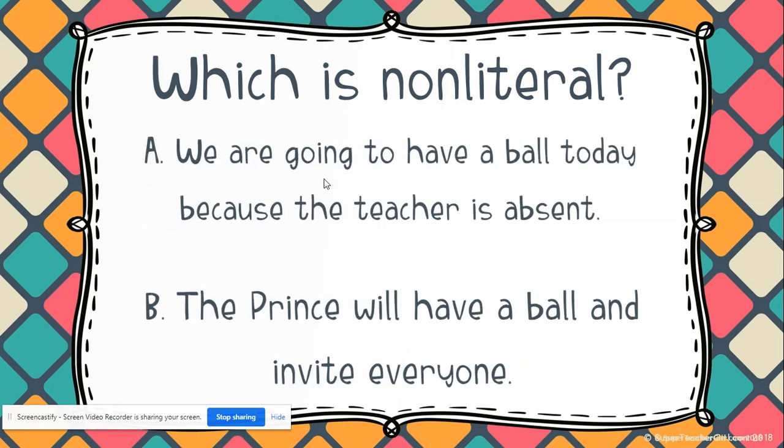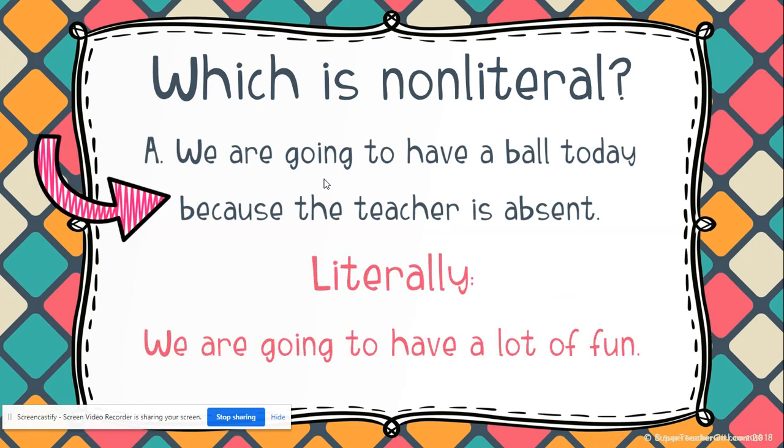A, we are going to have a ball today because the teacher is absent. Woohoo. Or B, the prince will have a ball and invite everyone. Which one is non-literal? Well, I know a prince can have a ball and he can invite everybody. So if I had to go with non-literal, I would say it's going to be A. Let's see if I am right. We are going to have a ball today because the teacher's absent. What it means is we're going to have a lot of fun.